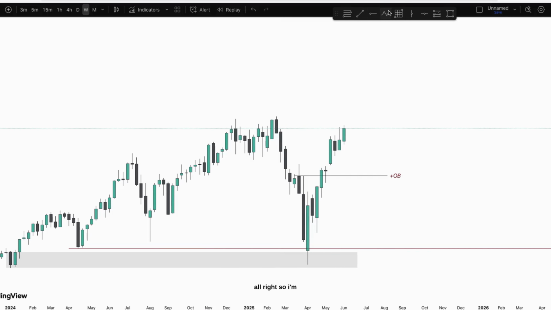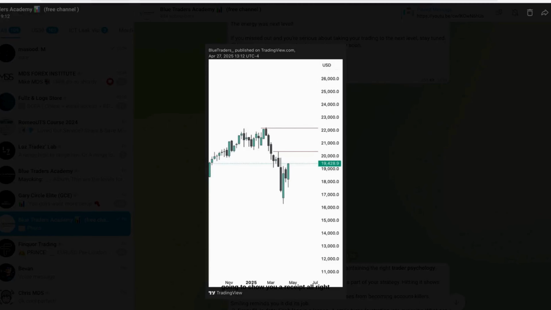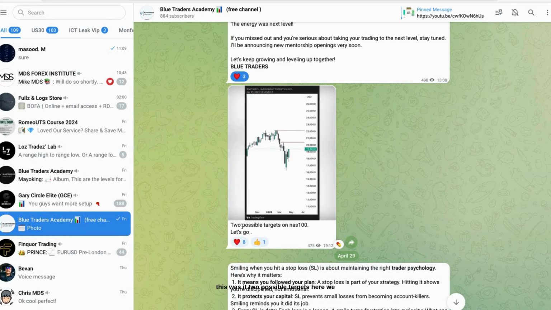So I'm going to show you a receipt, all right? This is Nasdaq. This is the two levels that I called, the two targets, first target and second target, in my free Telegram channel, all right? This was it, two possible targets. Here we go, all right?